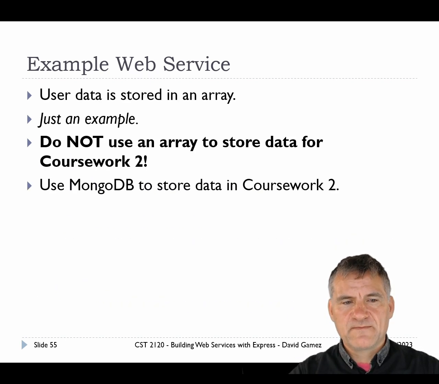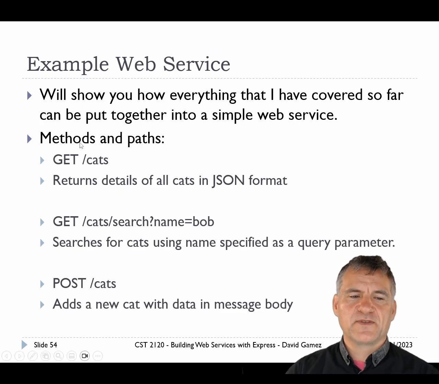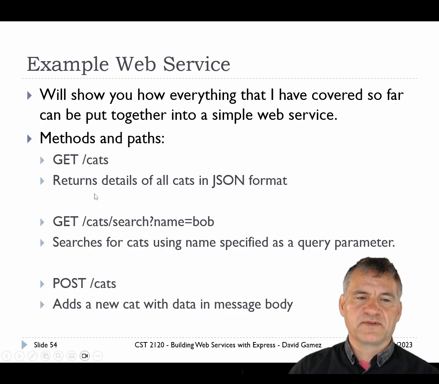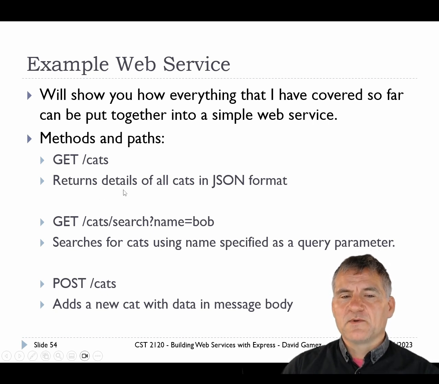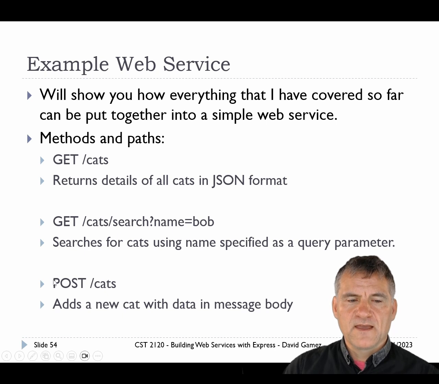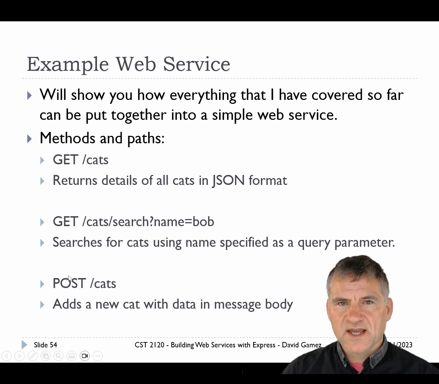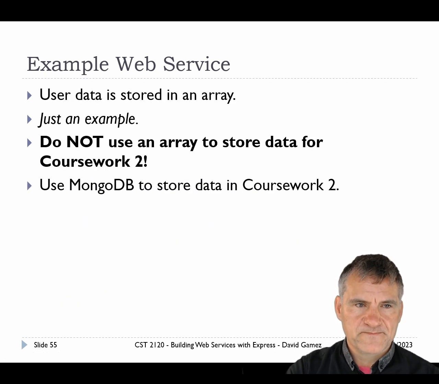And I've got two methods, sorry, and three method and path combinations, yeah? So GET /cats will return the details of all the cats in JSON format, and then GET /cats/search, so the search path here, with a query parameter called name, will search for cats using the name specified as a query parameter, and POST /cats will add a new cat with the data in the message body, yeah?